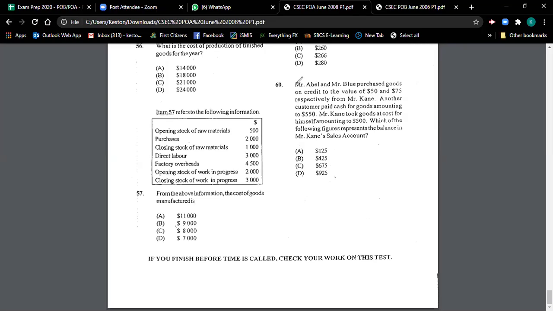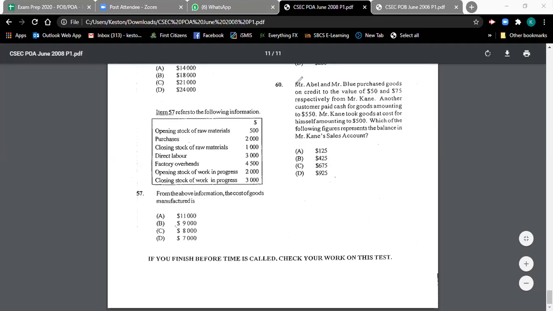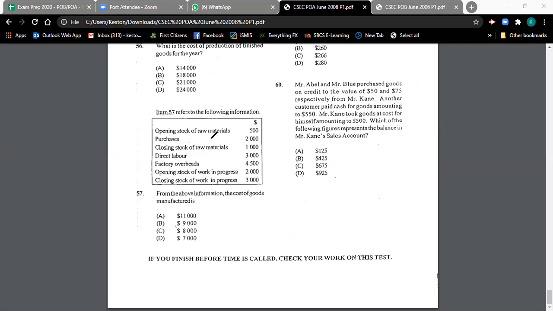Ariana, that sees to this question. So let's look at it. Opening stock add purchases. Alright, not correct. Opening stock add purchases, that's 2,500. We need to take away closing stock from that. So that leaves me with 1,500.